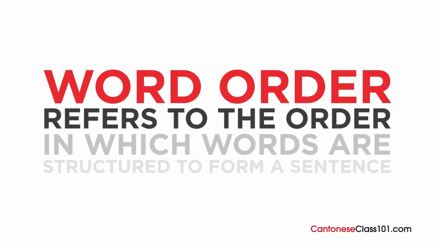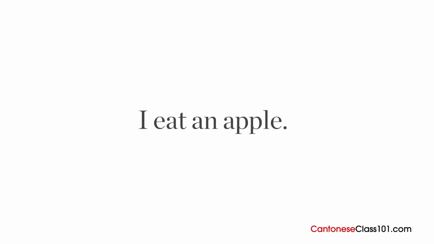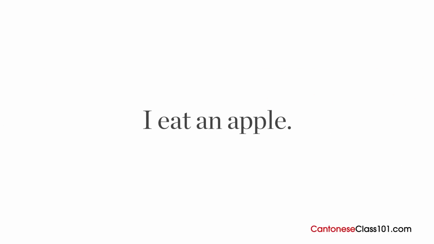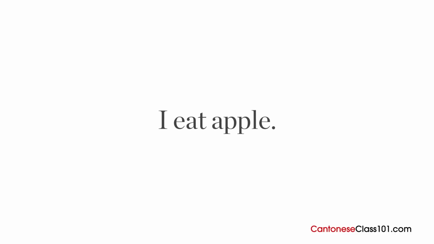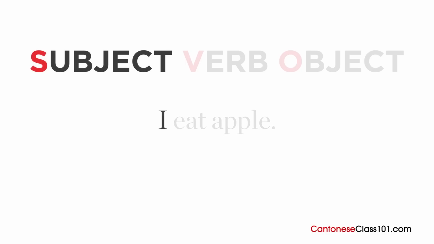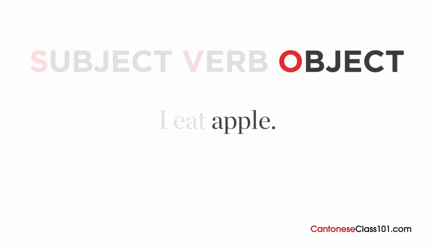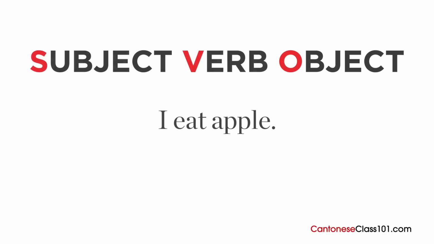Word order refers to the order in which words are structured to form a sentence. Consider the English sentence, I eat an apple. But first, let's remove the article "an" here for simplicity. We're left with just, I eat apple. The basic word order for English is subject, verb, object, or SVO for short. If we break down the English sentence, I eat apple, we can see that the subject I is presented first. This is followed by the verb eat, and then finally the object apple is positioned last. This is the basic word order for sentences in English.